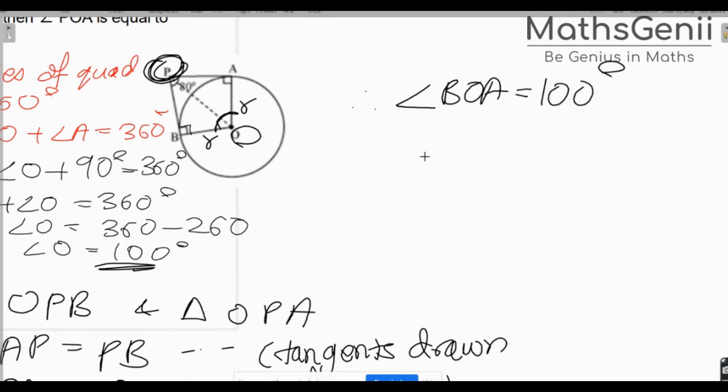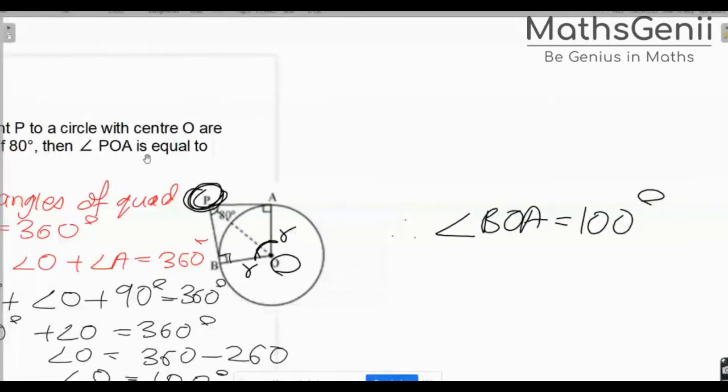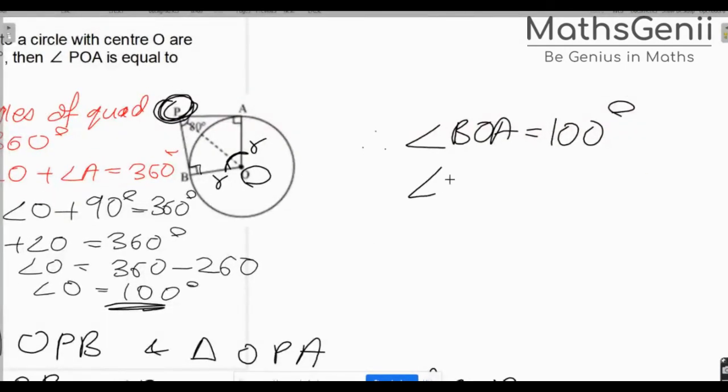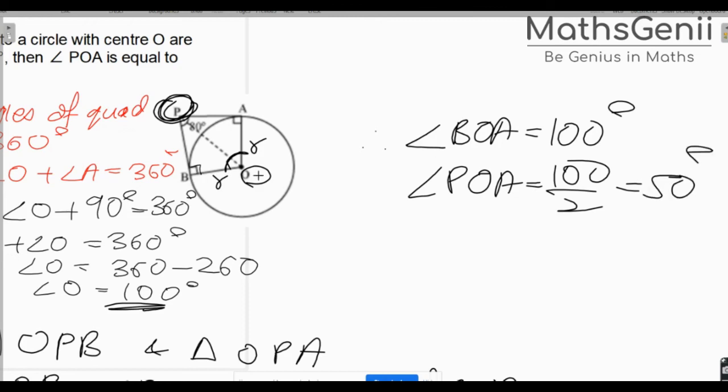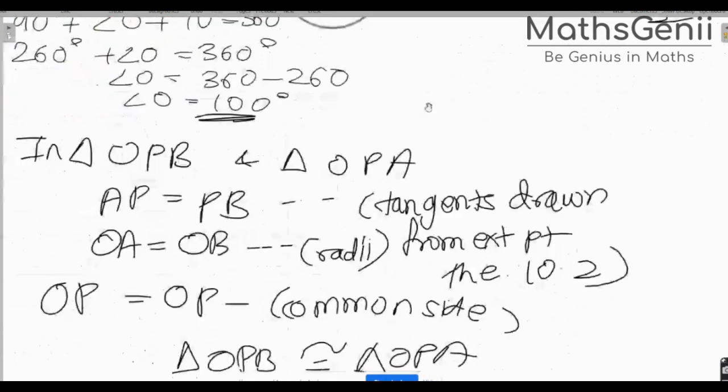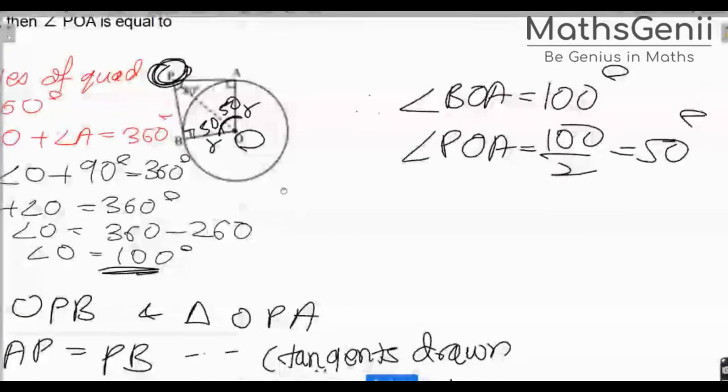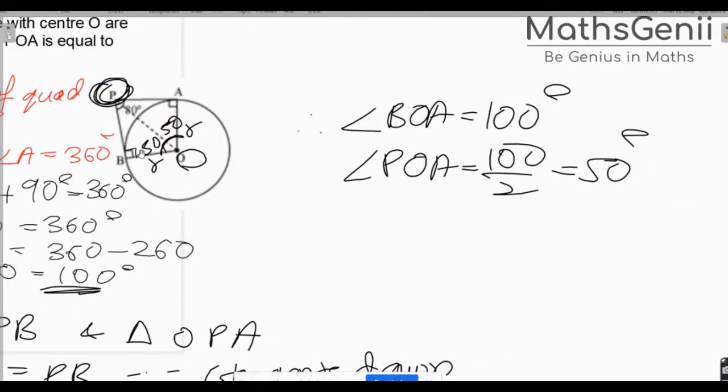If you divide this angle by 2, what do we want to find? POA. So POA is divided by 2 because it is creating two parts, right? So POA is 50. This is 50 and this is 50, because this whole big angle is 100, and we just proved that these two triangles are congruent. That is why I can say that this half and this half are 50 and 50.